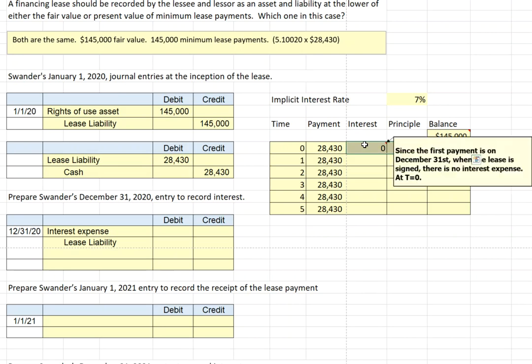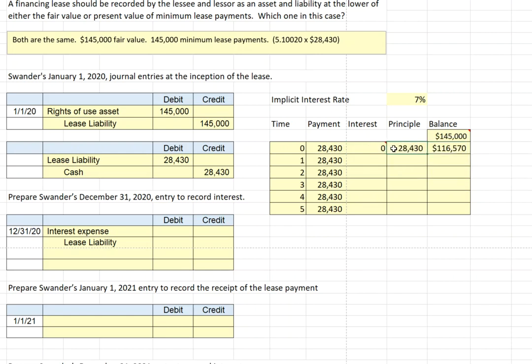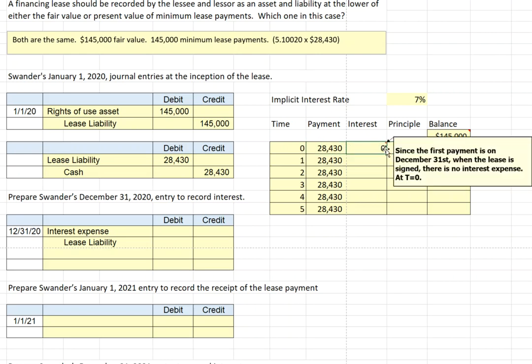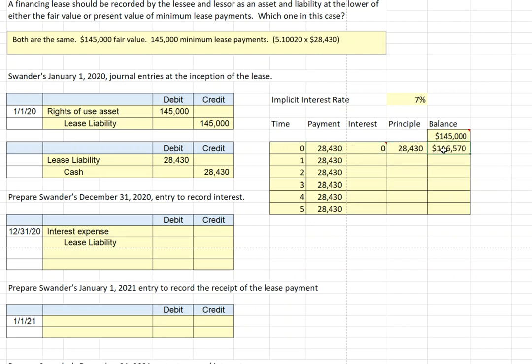Our time 0 payment included no interest since it was paid at the inception of the lease, and we calculate the change in the principal by taking, of course, the payment minus the interest gives us the change in principal, bringing us down to a lease balance of $116,570 on January 1. Our interest expense at the end of the first period will be $8,160. That's the prior period's balance times our 7% interest rate.